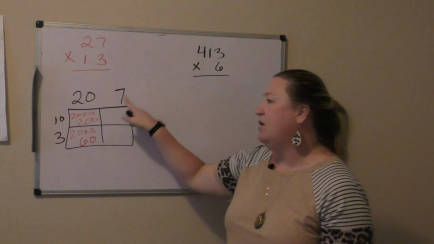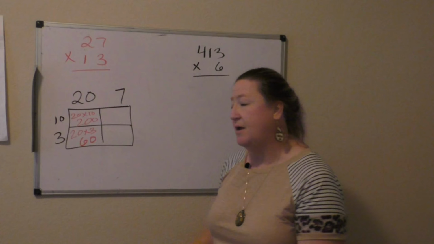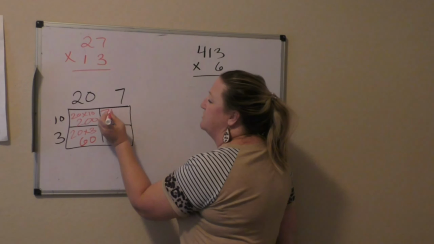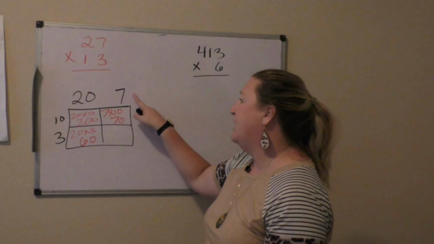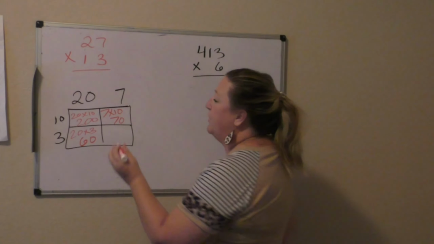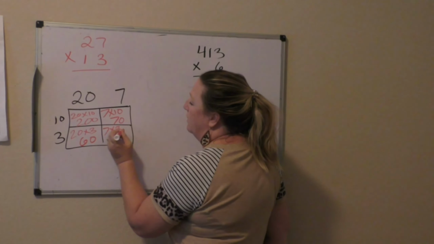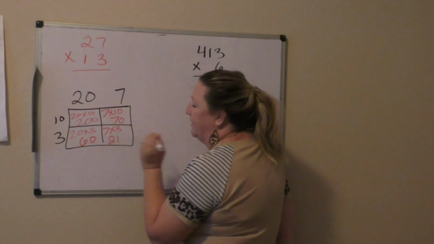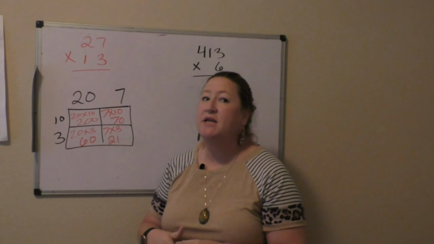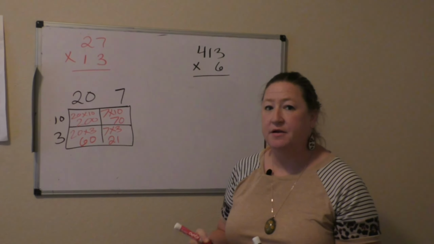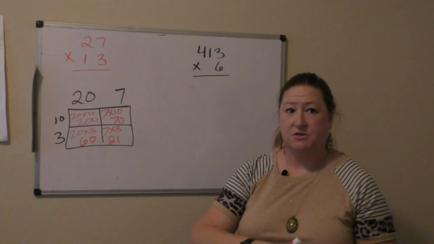I have a 7 and I'm going to multiply it by my 10. So 7 times 10, which is going to give you 70. And then I have 7 times 3, and that's going to give me 21. I'm not done yet. Now I need to add all my boxes together, and that will give me my answer.